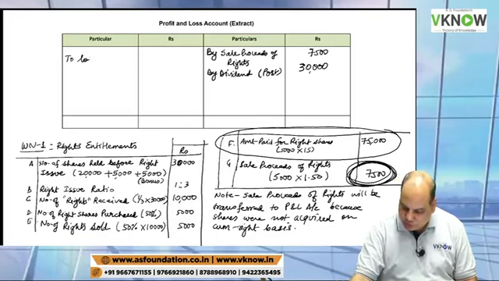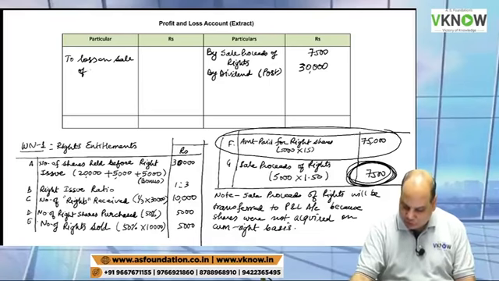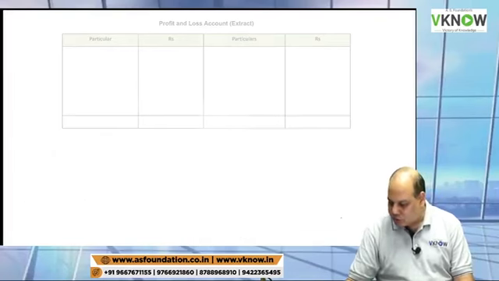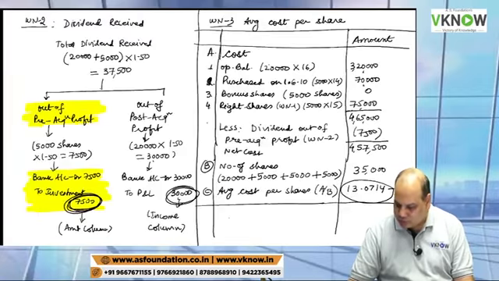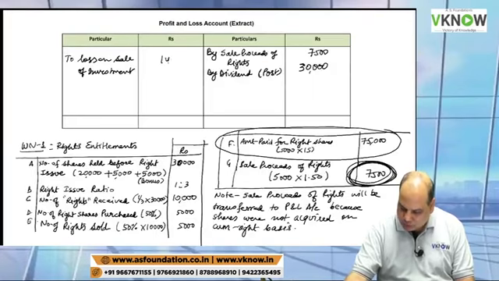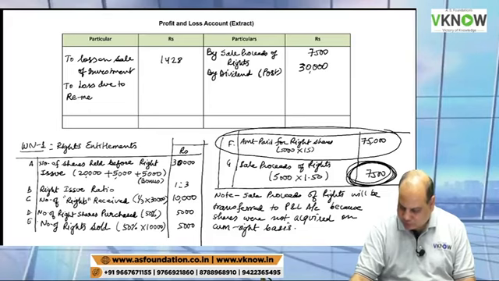Debit side, to loss on sale of investment. So loss on sale of investment figure was, let me check, 1428. And one more thing, to loss due to remeasurement.